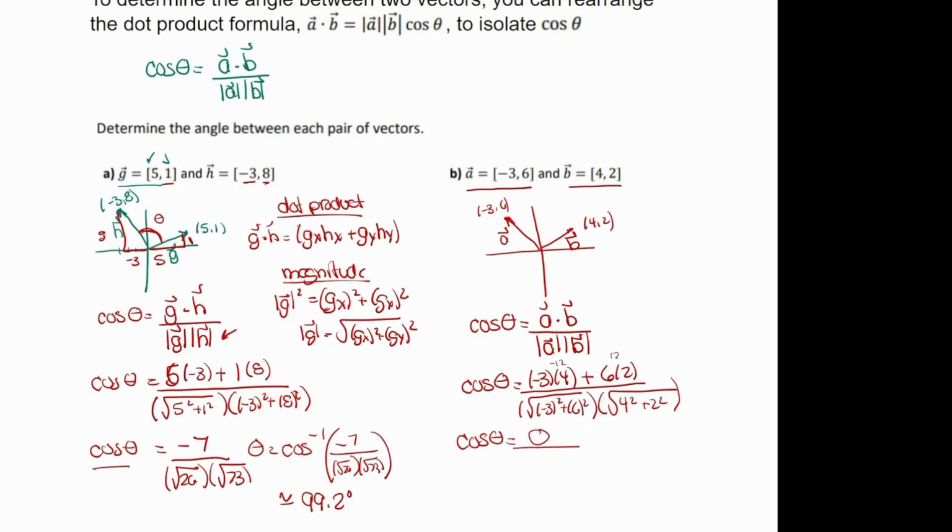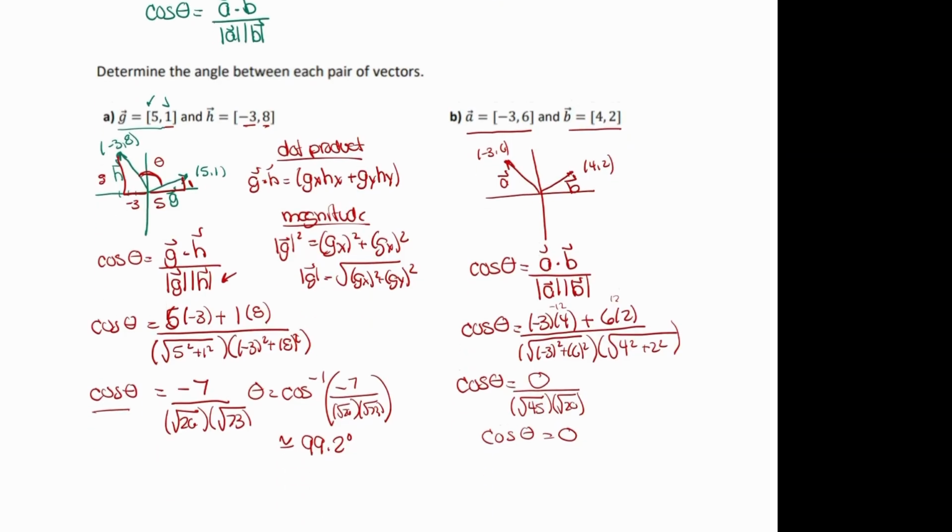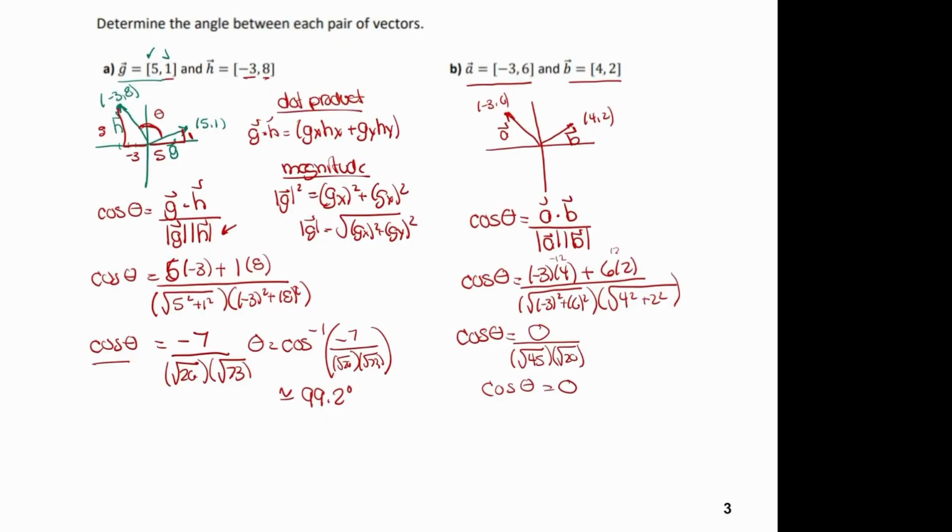On the bottom, we end up with the square root of 45 times the square root of 20. But at this point, it doesn't really matter because cosine of theta is equal to 0. 0 divided by anything is just 0. Now, what do we know about the angle where cosine is 0? Well, the angle for cosine at 0 is 90 degrees. So let's go back and let's think about this a little bit.